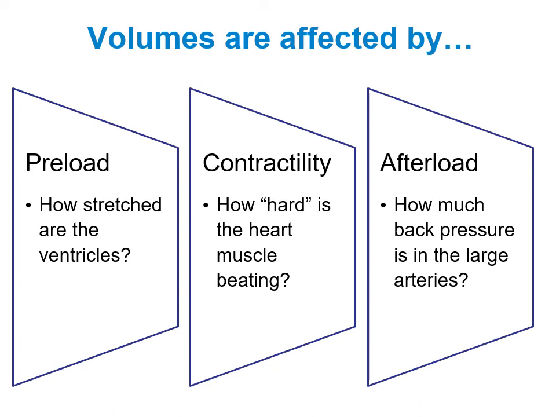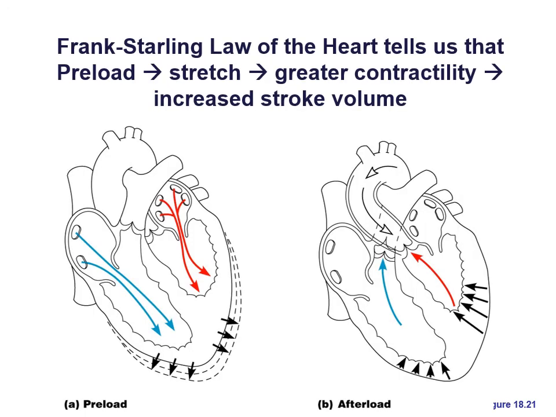Afterload. Afterload is what the left ventricle has to push against. It is related to the amount of blood in the aorta. A diagram of the Frank-Starling law of the heart again. Add extra blood, you will preload the heart and stretch it. That results in greater contractility. The ventricle squeezes harder. It increases stroke volume.